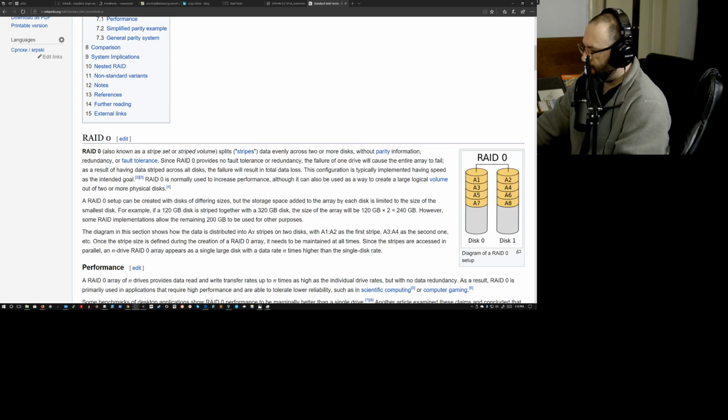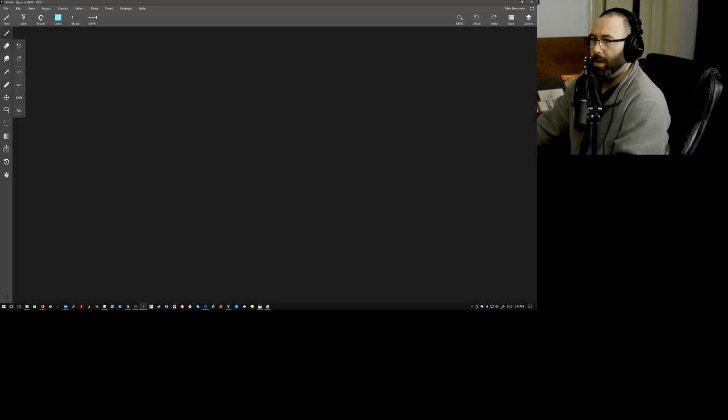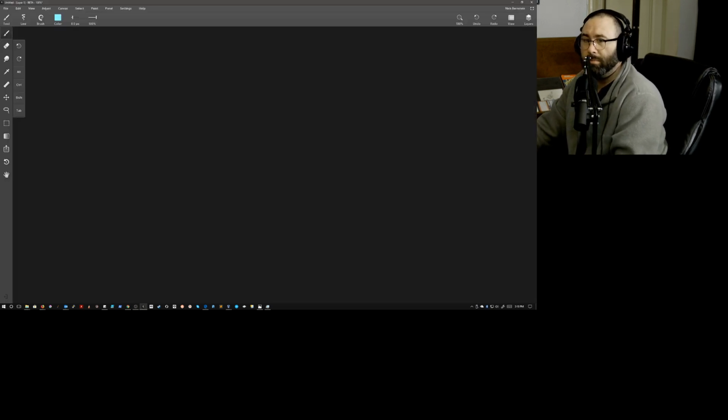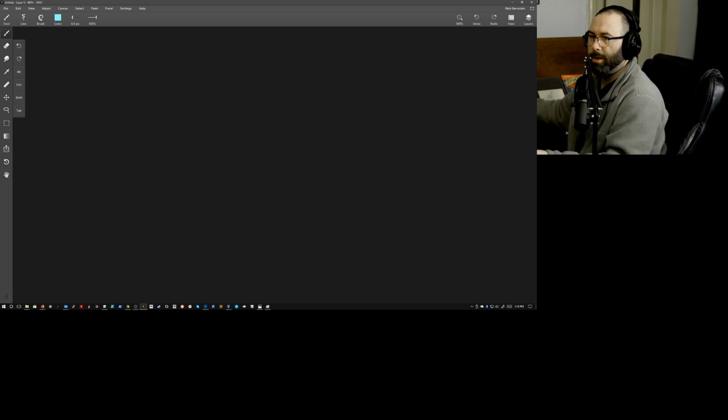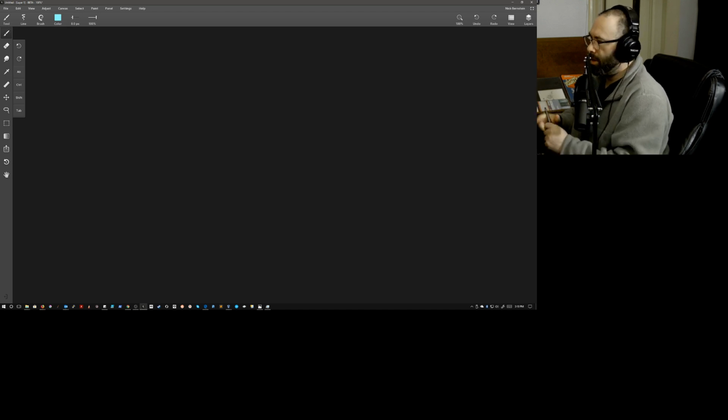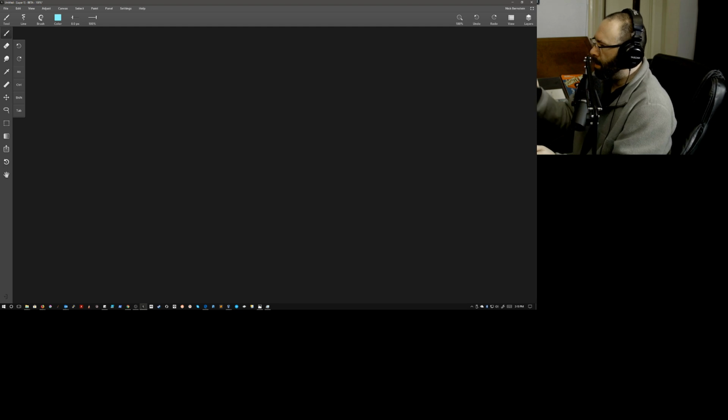So I'm going to pull this back over here, and then I'm going to jump over to a diagramming application real quick. And we'll just go through the different types of RAID that exist. So again, this is not designed to be super comprehensive, but this is going to be a general overview of the different kinds of RAID that we have available.